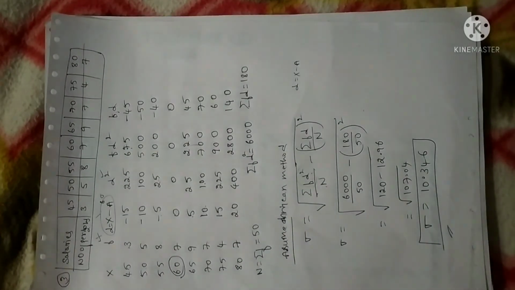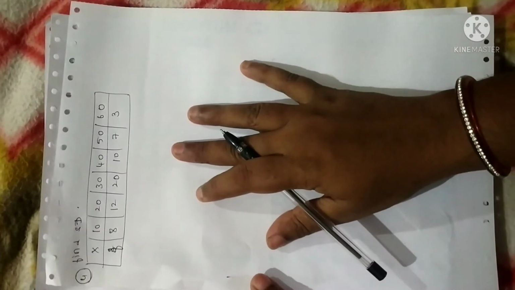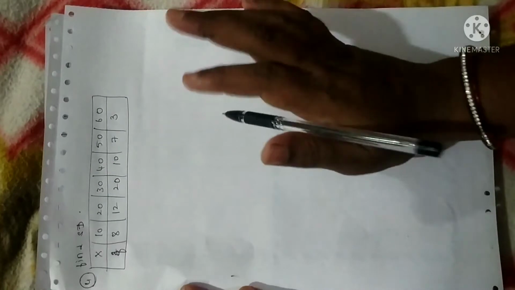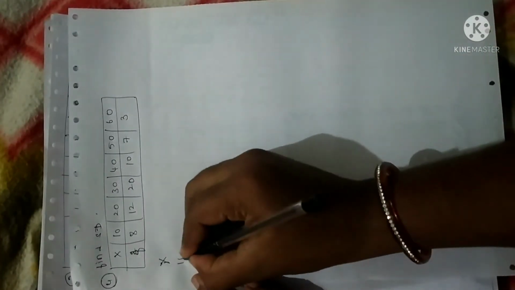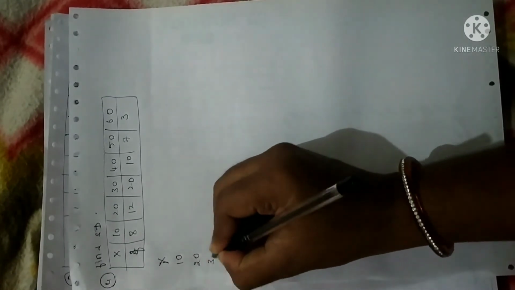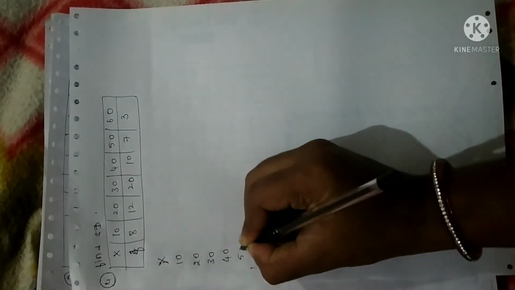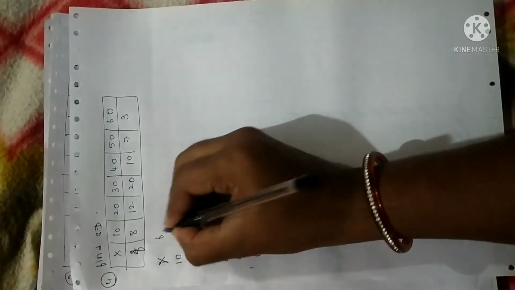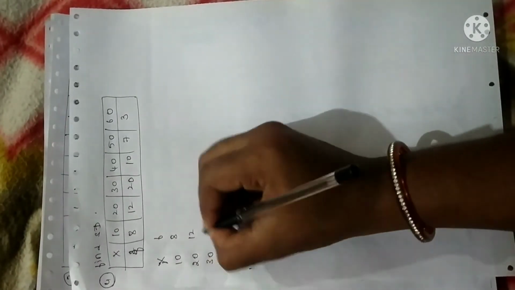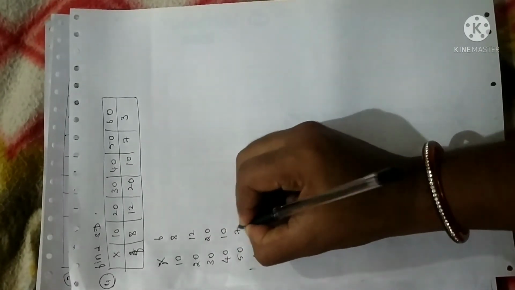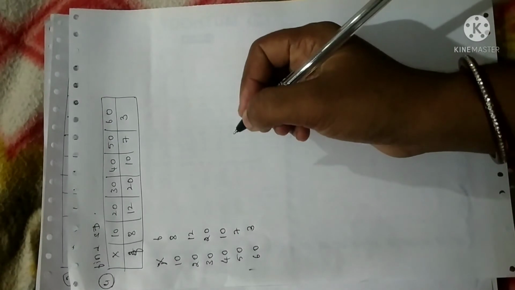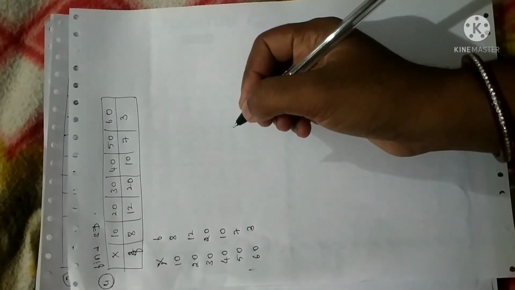Clear? Now let me do the last problem in this method. I'll do this problem in both the methods. Since no steps are mentioned, for the last problem I'll do it in both the methods. First method is assumed mean method and then actual mean method. So first let me write the given data: 10, 20, 30, 40, 50, 60. Frequency is 8, 12, 20, 20, 10, 7, 3. Right? So for this problem I'm going to do it in both the methods.